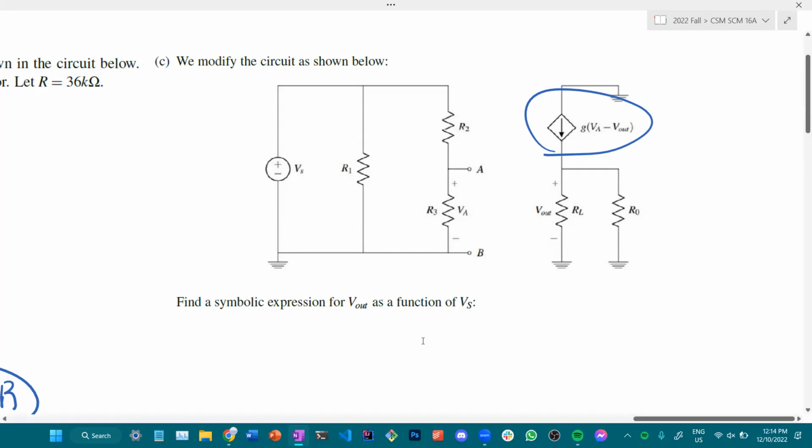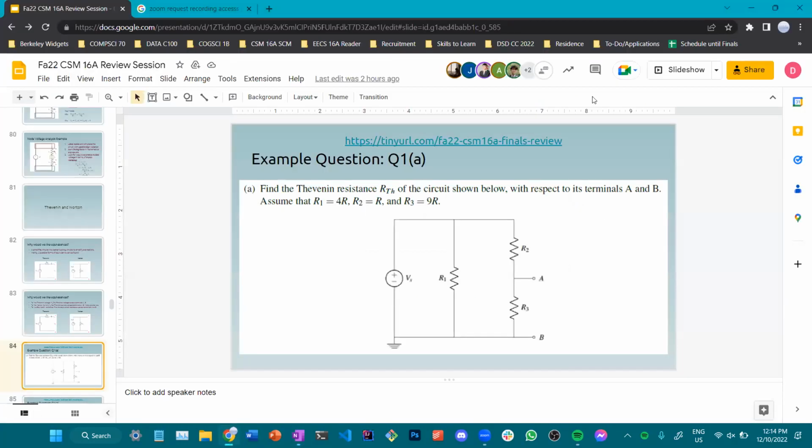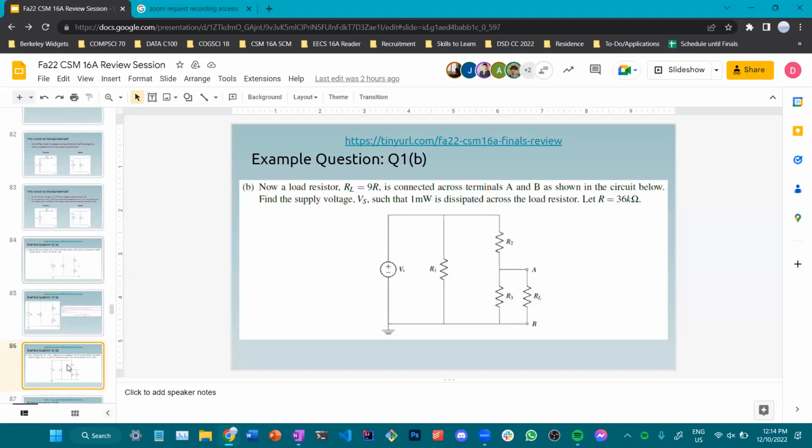Right. If there's no clarification I should do, I will move on to the next topic. All right. And as you can see on the slides, we have posted solutions.